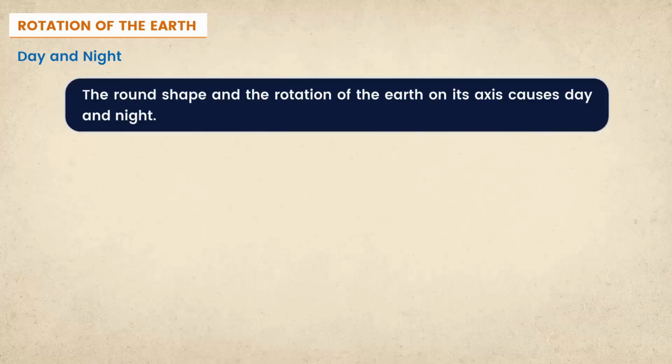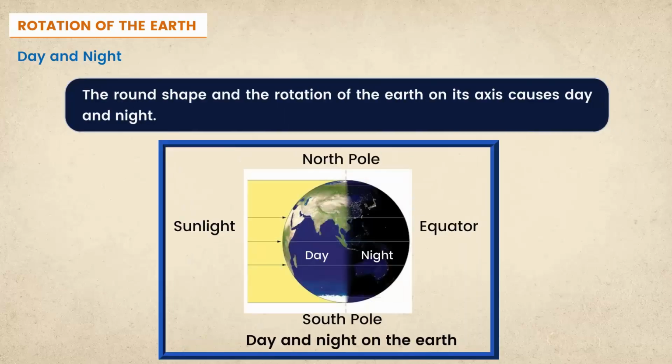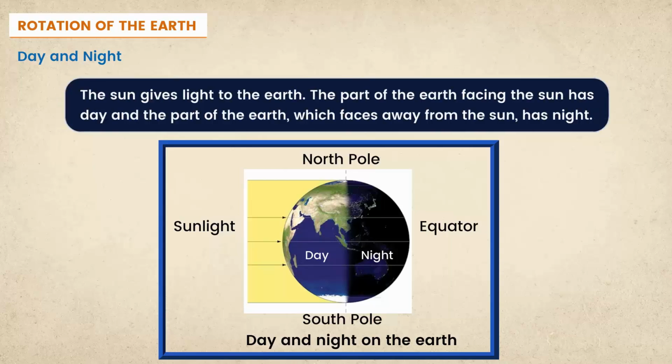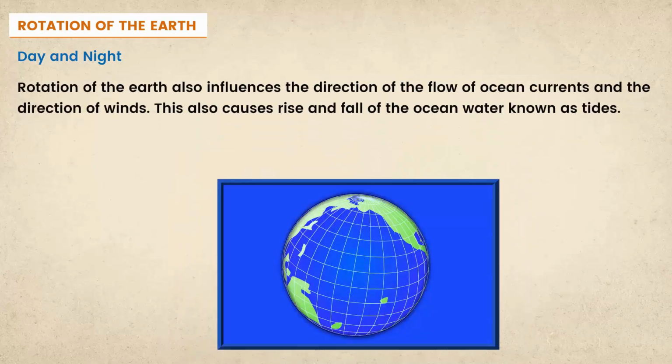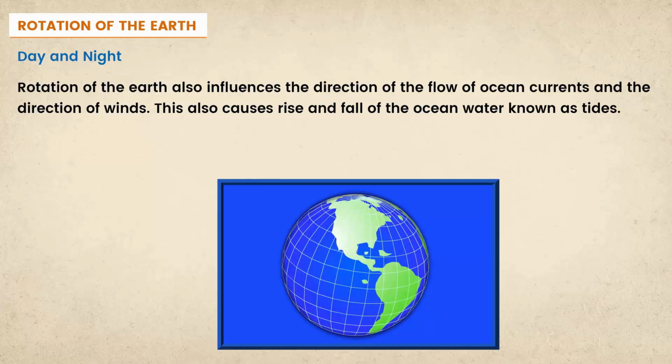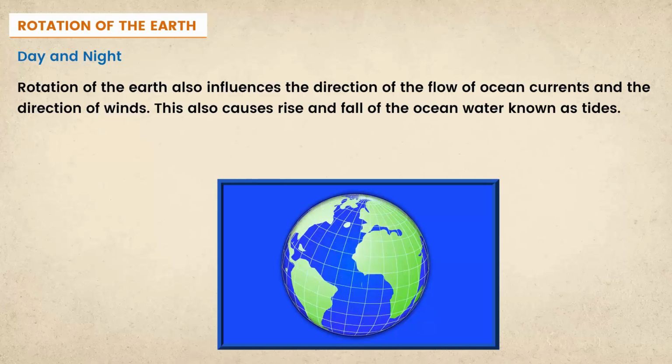Day and night. The round shape and the rotation of the Earth on its axis causes day and night. The Sun gives light to the Earth. The part of the Earth facing the Sun has day, and the part of the Earth which faces away from the Sun has night.